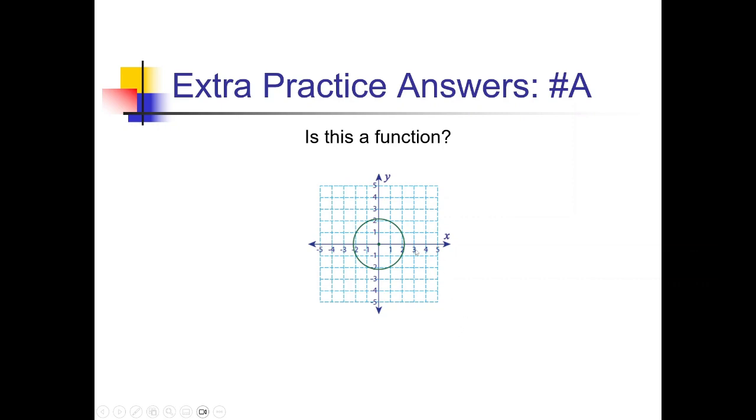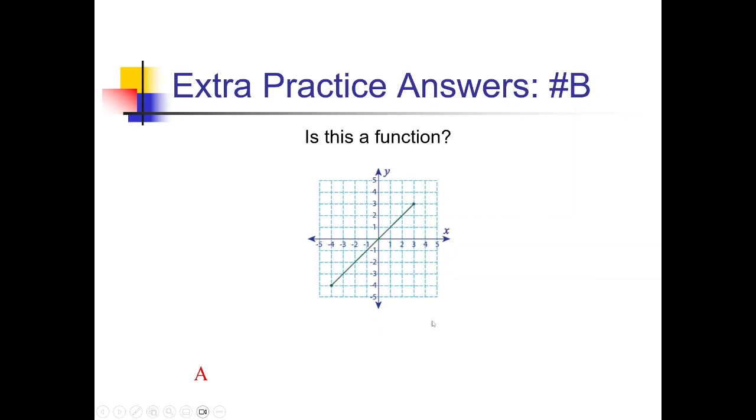So in this example, we are definitely able to draw a vertical line touching pretty much anywhere we want on this circle except for the very ends. So this would fail the vertical line test. This is not a function. So that means that we would record the letter A down below here.